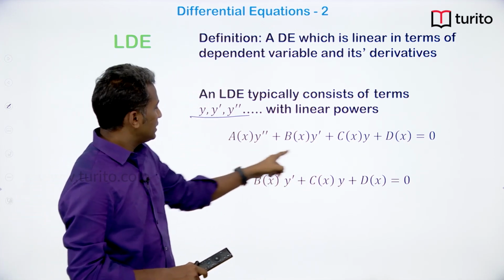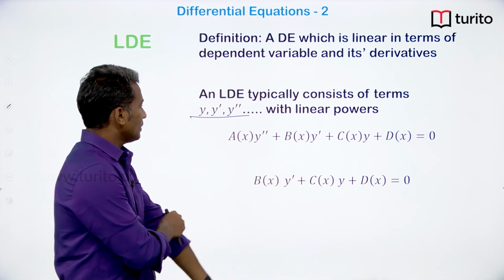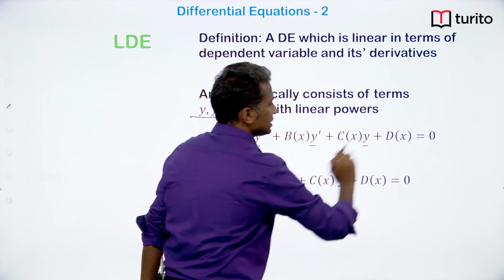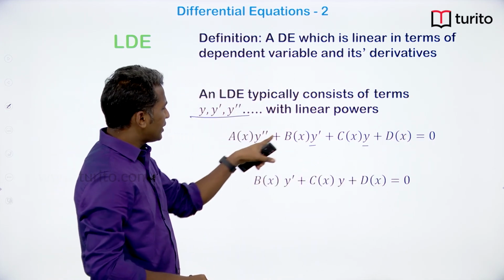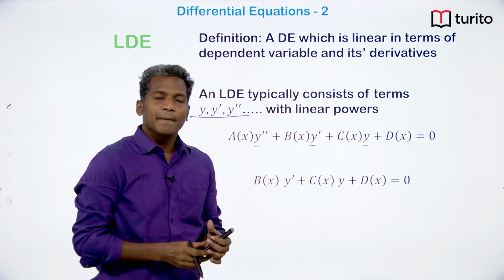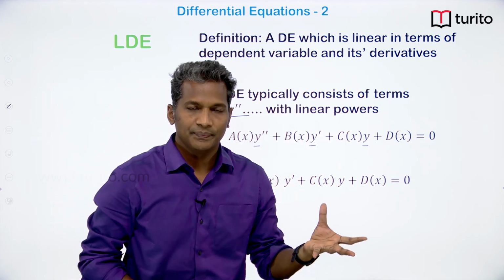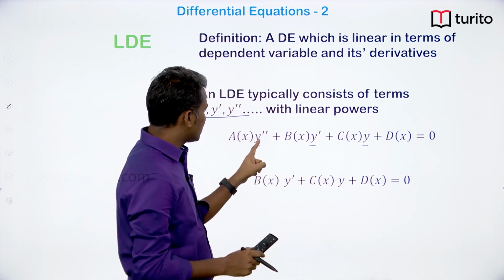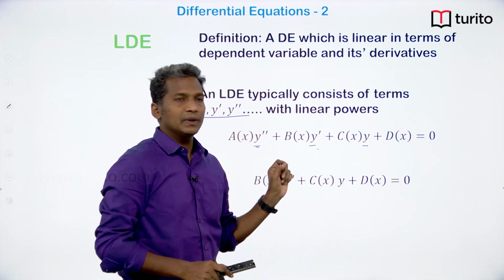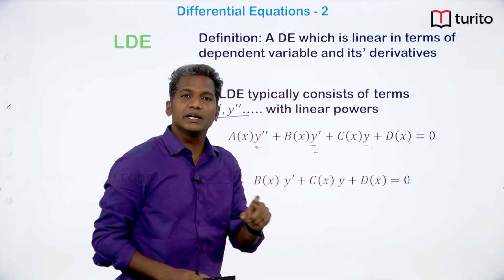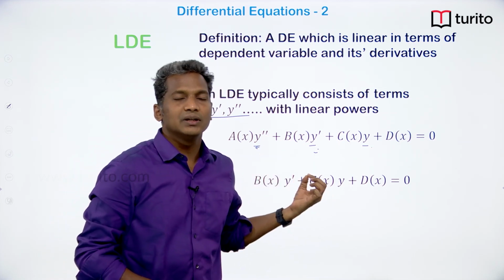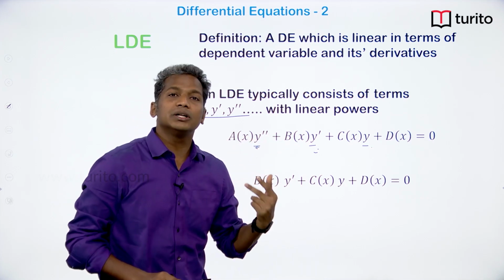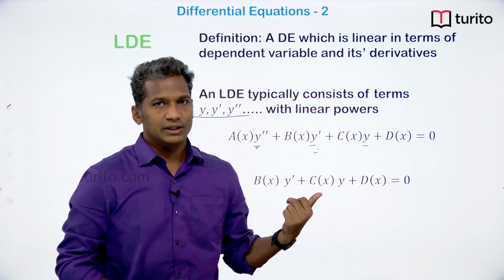Here in this example, if you notice, there is a y double dash term, a y dash term, a y term, and there is another term. Here a of x, b of x, c of x, d of x could be functions of x. They may have any degree or be transcendental, it does not matter. What matters are only the degrees of these terms. Because all these three terms have degree 1, it is a linear differential equation. So we can say that this is a second order linear differential equation.